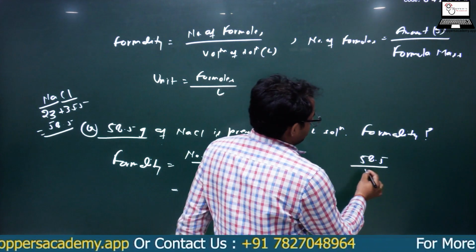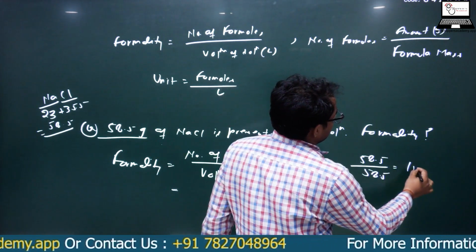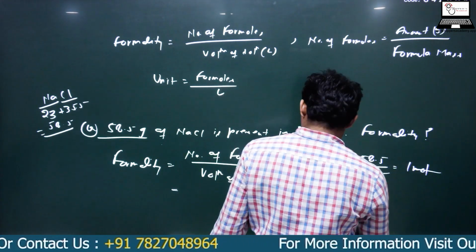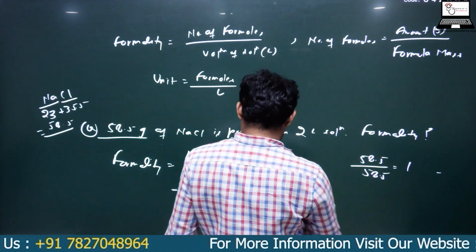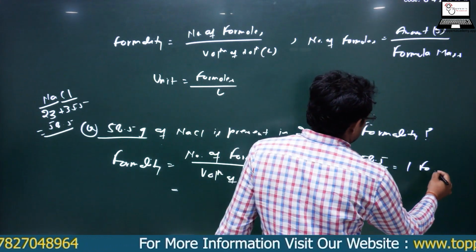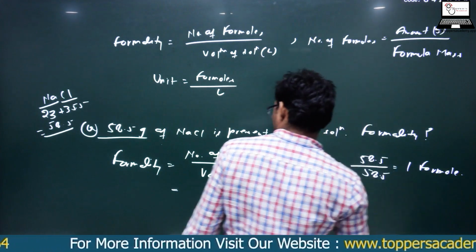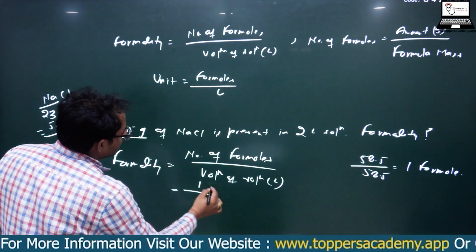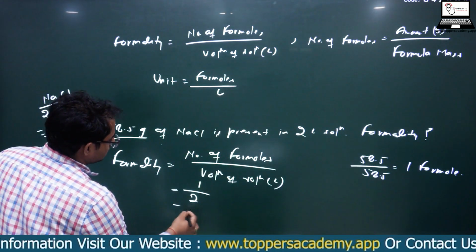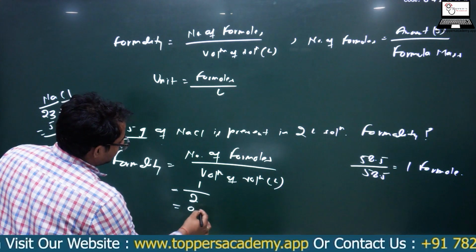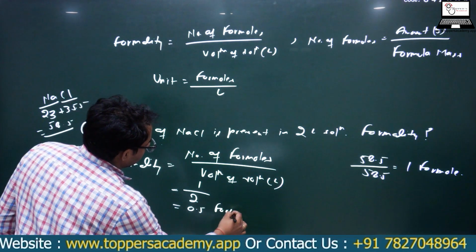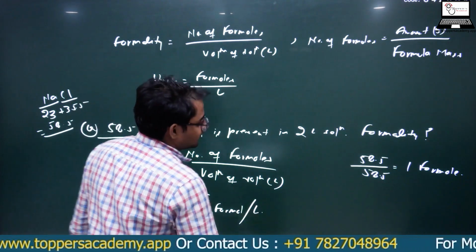So 58.5 gram means 1 mole, 1 formula mole. You will use 1 formula mole here. So 1 formula mole upon volume of solution 2 liter, so it will become 0.5 formula mole per liter.